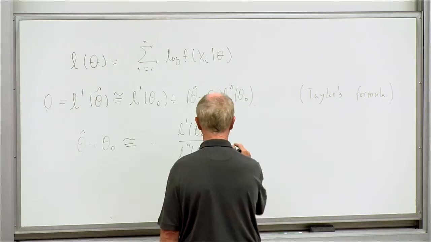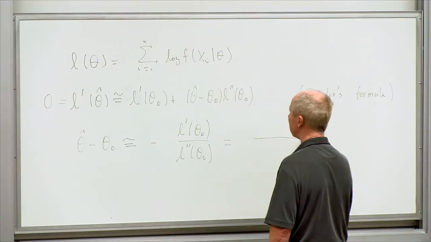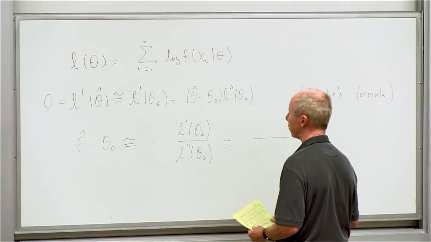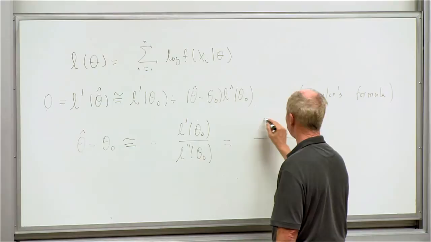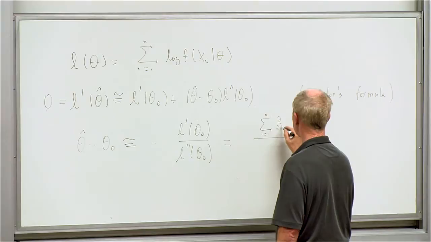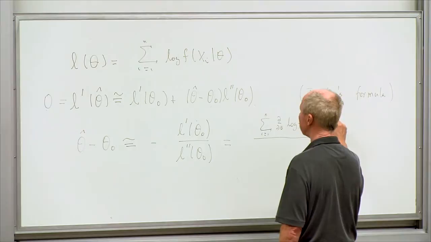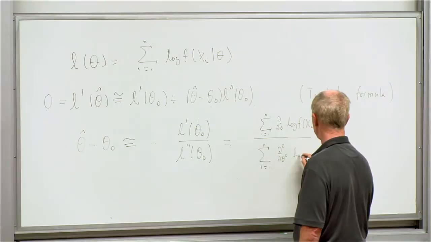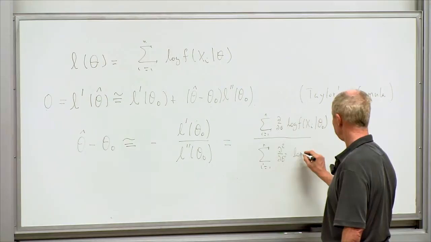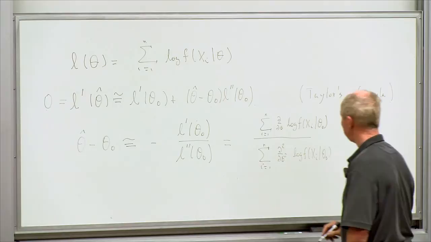Okay, so what is the numerator here? It's the summation i equals 1 to n of the derivative with respect to theta of log f of xi given theta naught. And in the denominator we have the sum i equals 1 to n of the second derivative. And there's a minus sign.